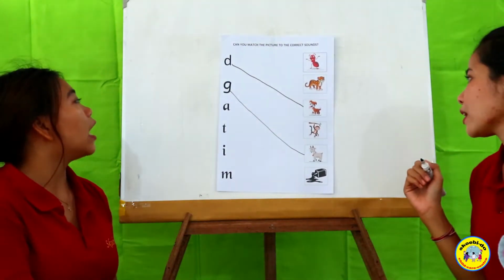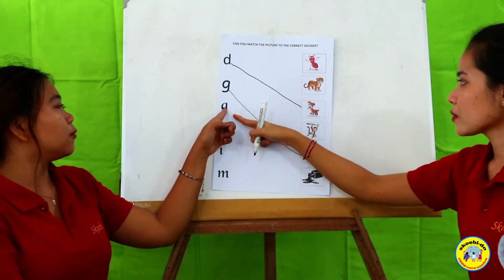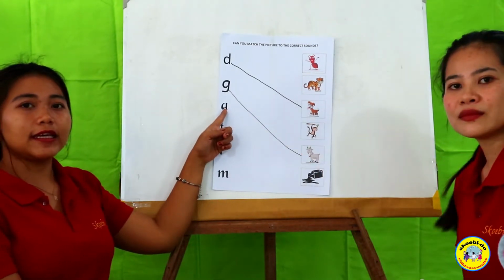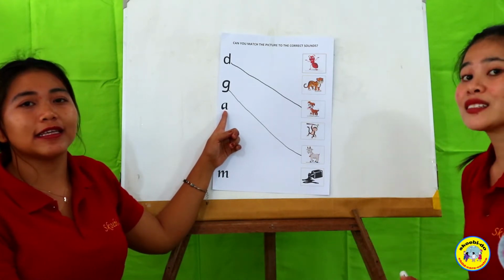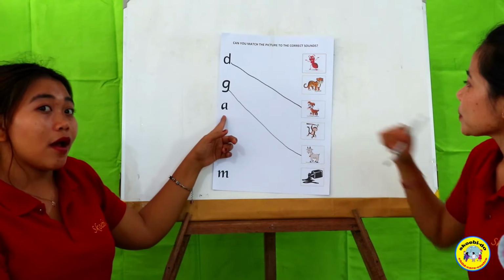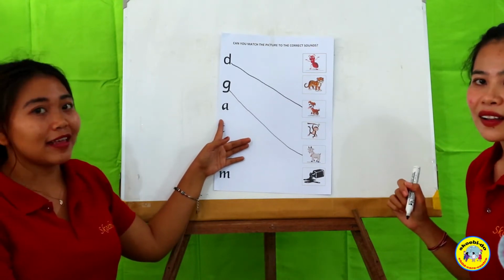Okay. Now let's continue with this letter. This is letter A. It makes the a sound. Ant, my arms.